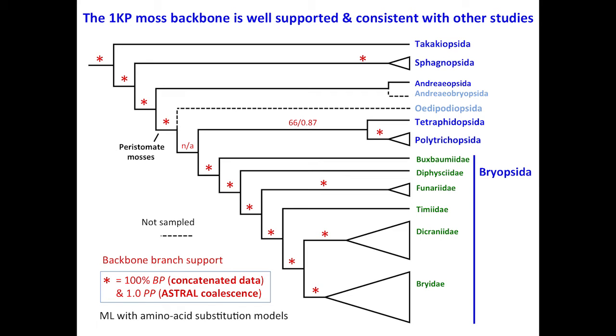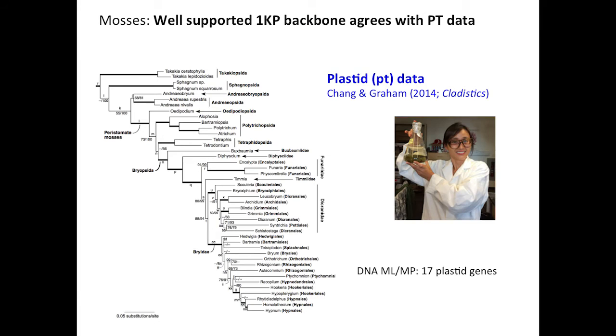We don't have a few lineages sampled, so Oedipodium and Andreaeobryum have not been sampled yet. They're hard to get hold of, but it would be nice to slot those in there. So you can take a data set, perform a bootstrap analysis on it, or a posterior probability analysis, a Bayesian analysis, and you can come up with good support values.